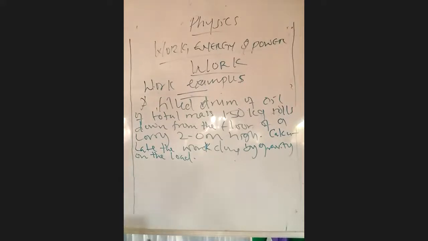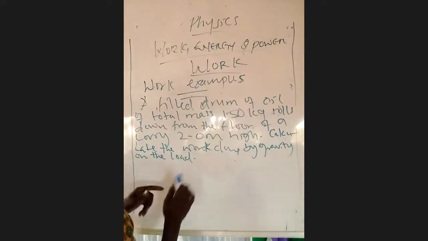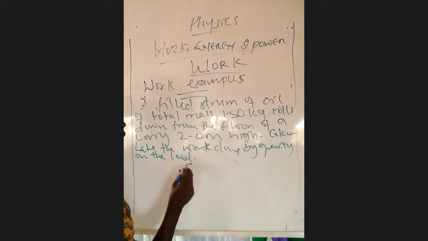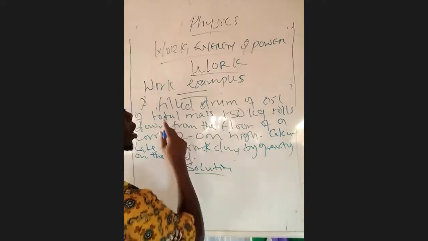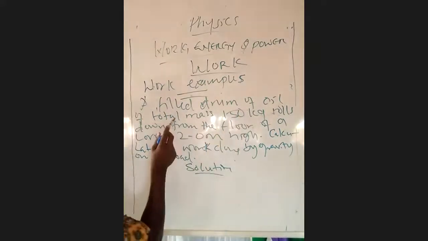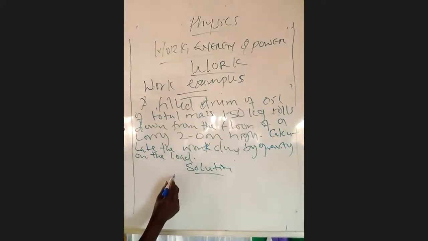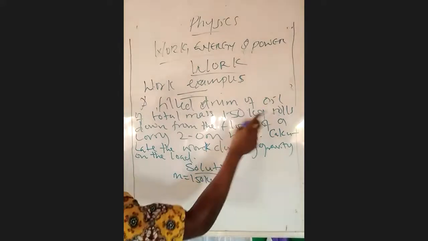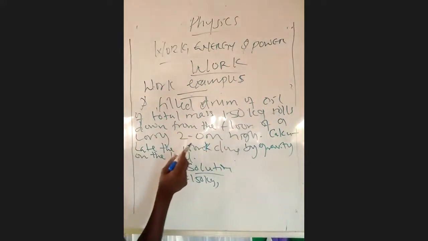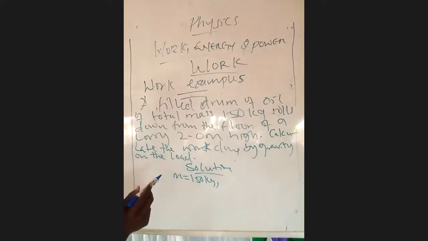Now, we can try to bring out the parameters in the question. A filled drum of oil of total mass 150 kg. Our mass is equal to 150 kg. Rolls down from the floor of a lorry.